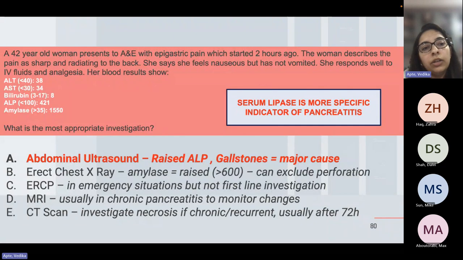So if you have a raised ALP, you're suspecting something to do with gallstone disease. And obviously, if you have an amylase that high, so 3 times the upper limit of normal, you're suspecting acute pancreatitis as well. And remember, one of the major causes of pancreatitis is gallstones. And the first line investigation for gallstones is abdominal ultrasound. So A is the right answer for this.